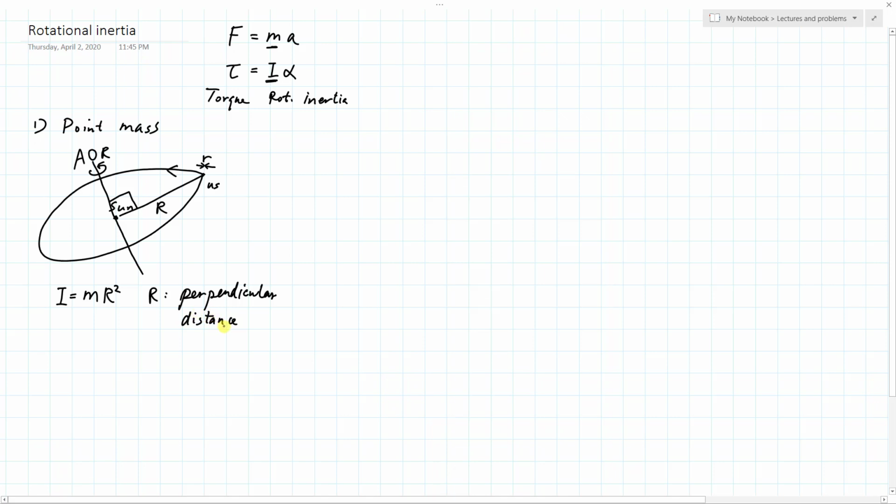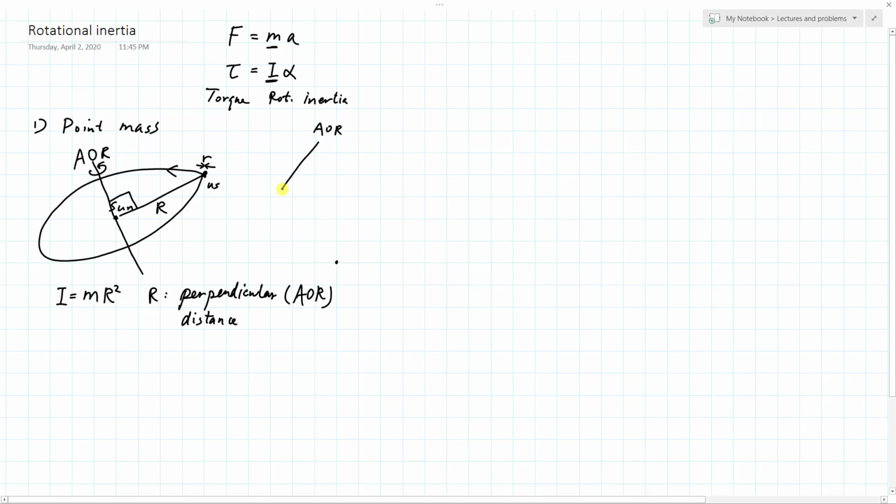We can't just use any distance. The perpendicular distance, perpendicular to what? To the axis of rotation. So you have a point here, and you also have a line here. So the distance between a line and a point is just to draw this perpendicular line, right? So let's have a practice on that, because sometimes it could be confusing. So let's just draw an axis of rotation here. And we have this point mass right here.